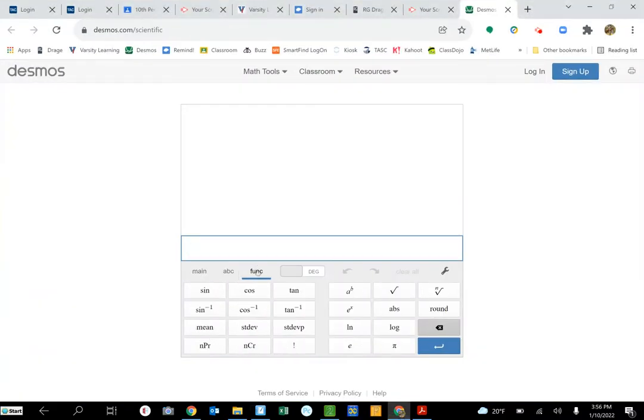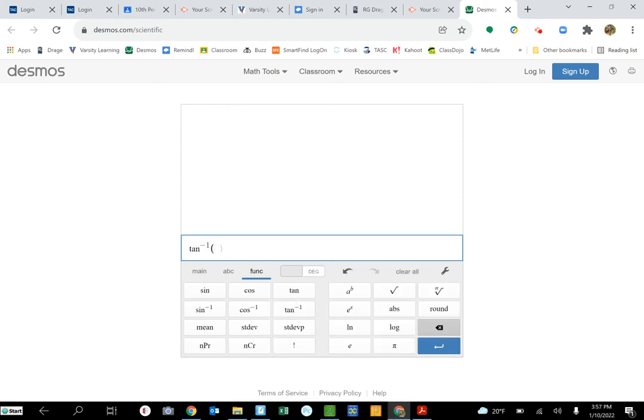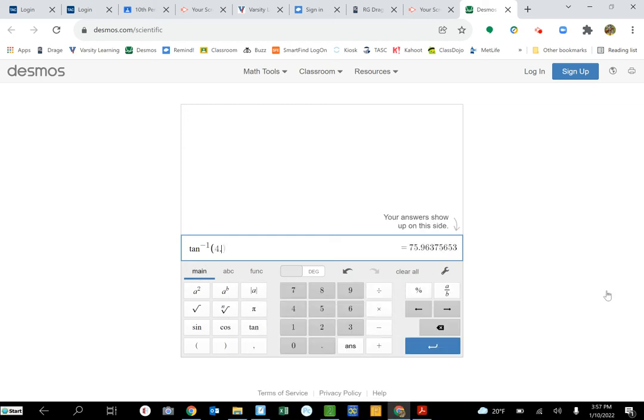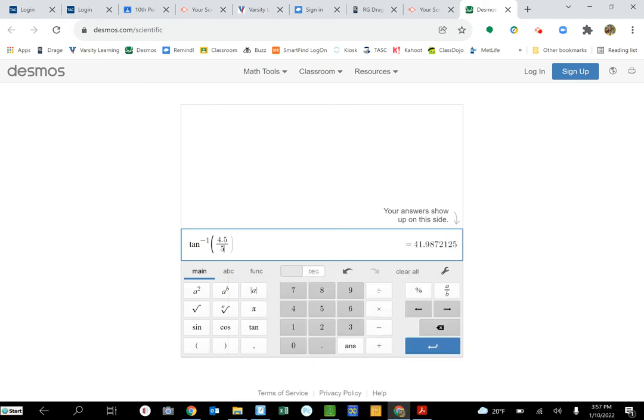So go to function, inverse tan of 4.5, back to main, 4.5 divided by 5. That keeps popping up because I don't have a keyboard attached. So this is 41.98. And because I would have to round up here, this is actually going to be 42 degrees. So 41.98 or 42 degrees.